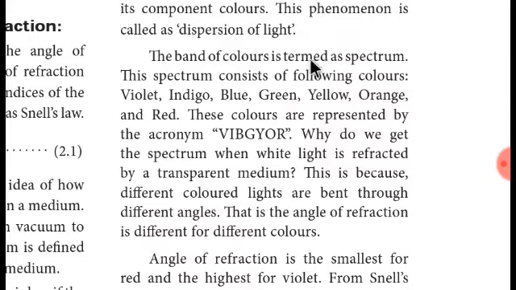Then the band of colors is termed as spectrum. This is a good term. Actually, when I was studying in 10th standard, my physics sir used to always ask, "What is spectrum? What is spectrum? What is spectrum?"